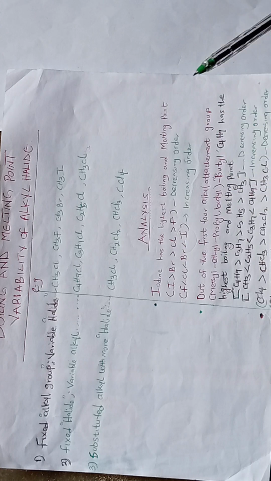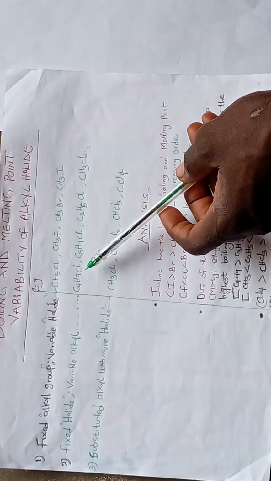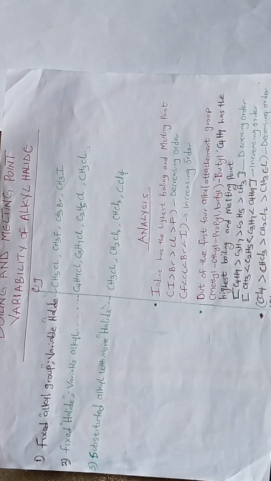The second part of the analysis is when you have a fixed halide but a variable alkyl group. In this case, butyl is not the same as propyl. Butyl has 4 carbons, while propyl has 3 carbons. Ethyl has 2 carbons, and methyl has only 1 carbon. So in this hierarchy too, out of the first four alkyl groups, methyl, ethyl, propyl, and butyl, C4H9 has the highest boiling and melting point.